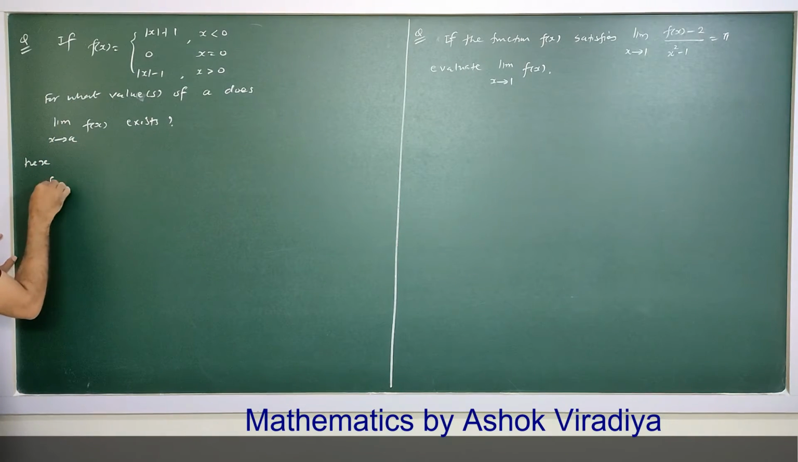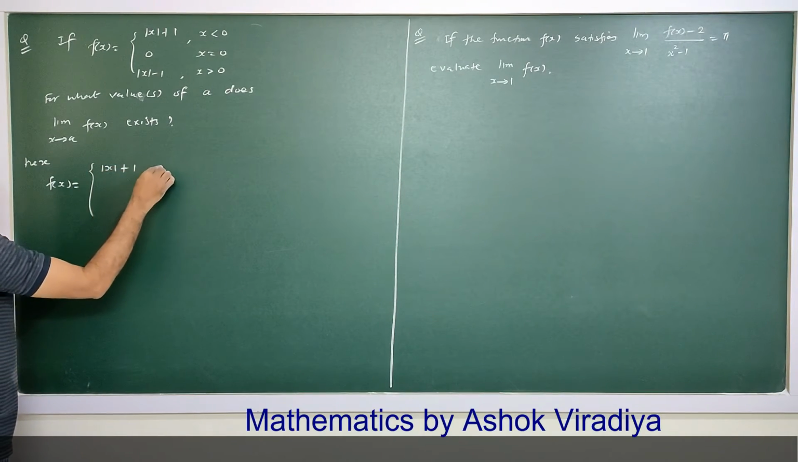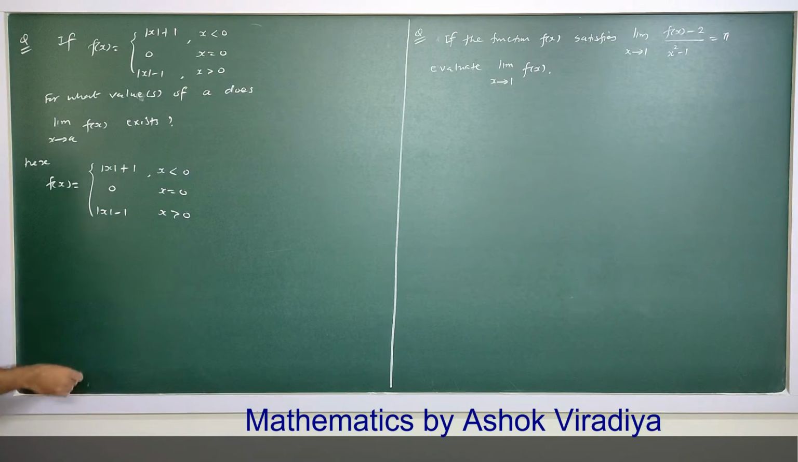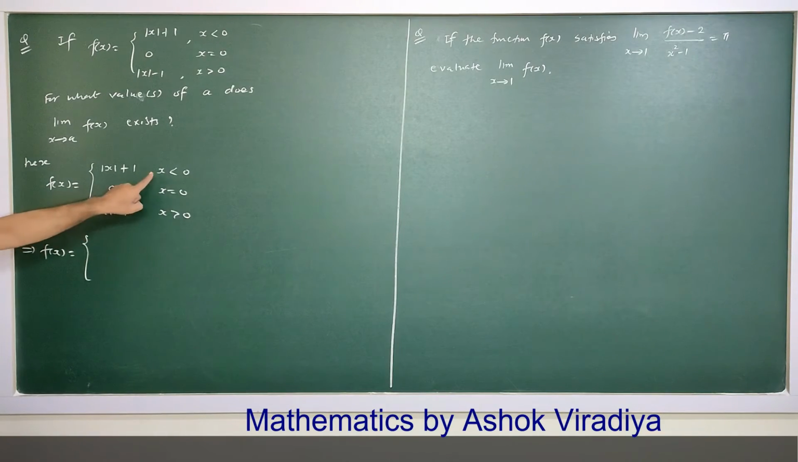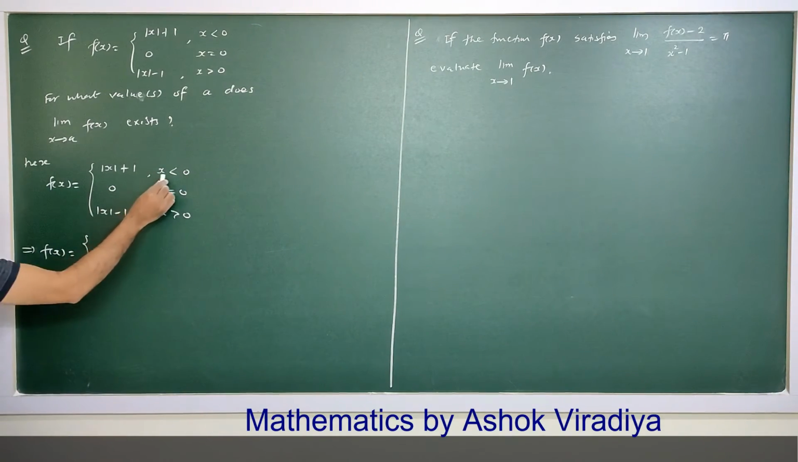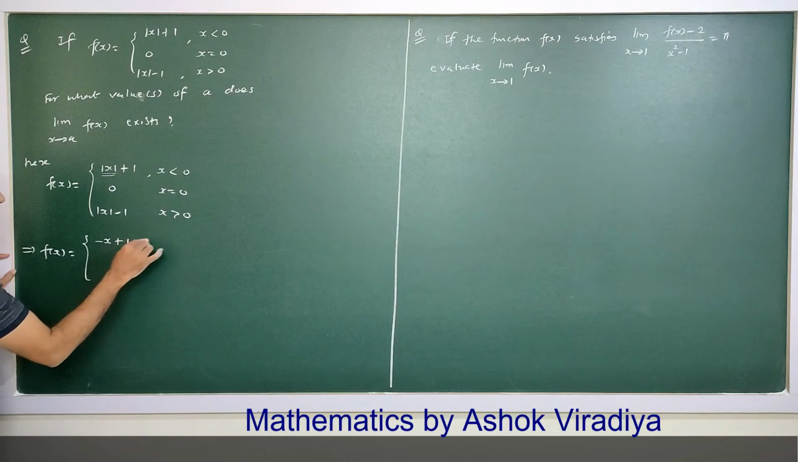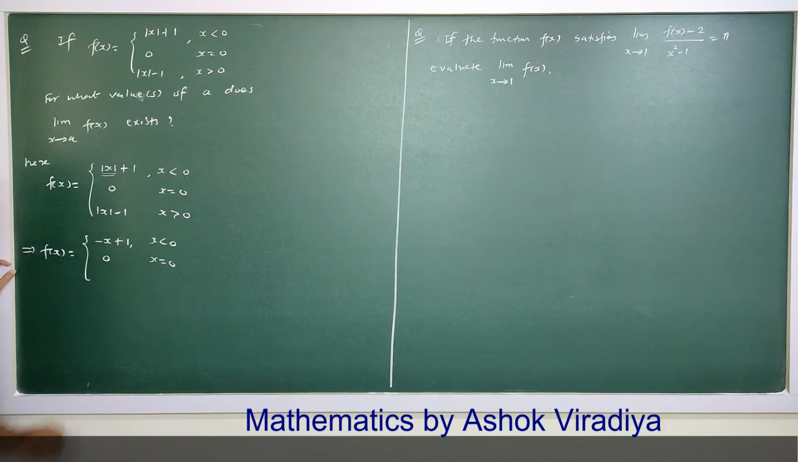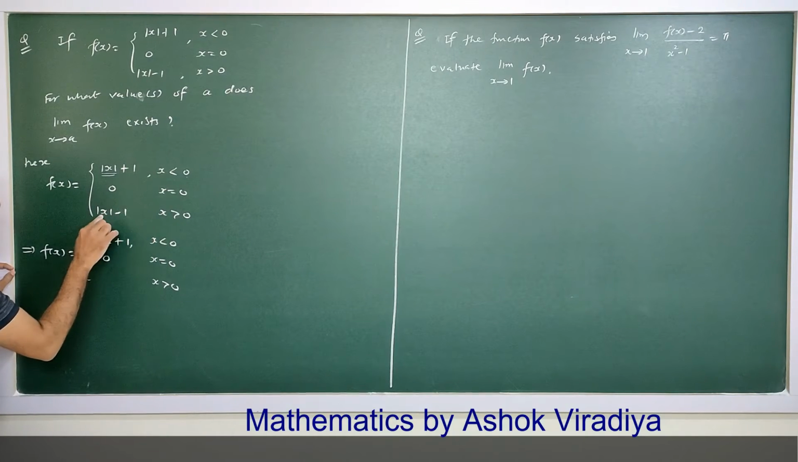Say here, putting this in simple form, f(x) equal to, this is mod x plus 1, x less than 0; 0, x equal to 0; mod x minus 1, x more than 0. Putting this function in simple form, x is less than 0. If x is less than 0, modulus x is minus x. x equal to 0, this 0 keep as it is. If x is more than 0, then mod x is x.